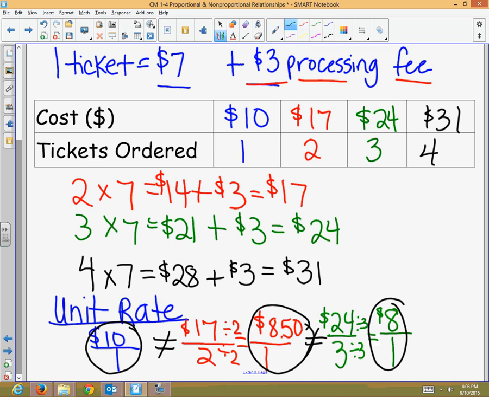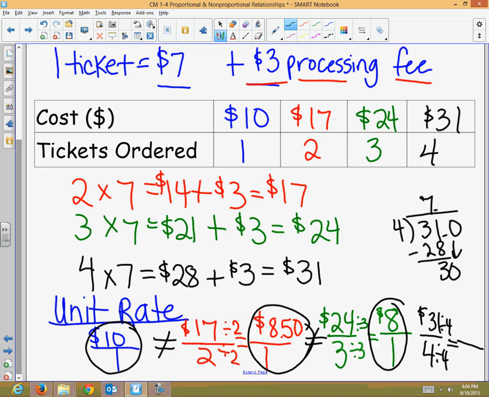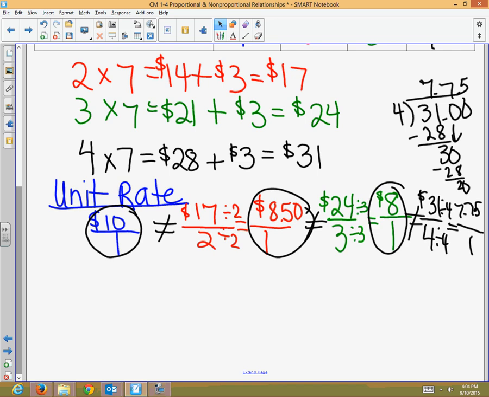31 over 4. When you reduce 31 over 4 and divide the top and the bottom by 4, I'm going to show my work up here. 4 goes into 31 7 times with 3 left over, add a decimal, bring it down. Again, 7 times, subtract 28, have 2 left over, bring it down. So that's about $7.75 per one ticket. This is not proportional. We need to explain our thinking.